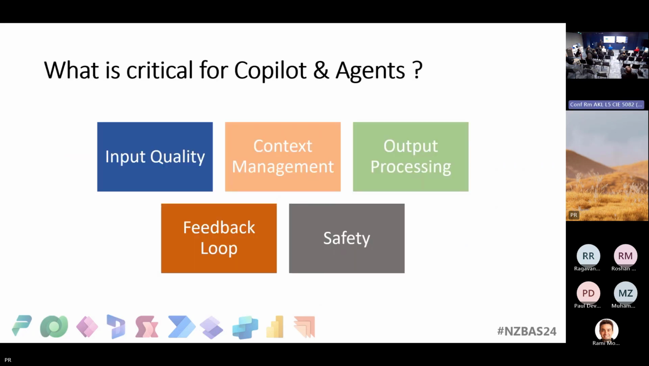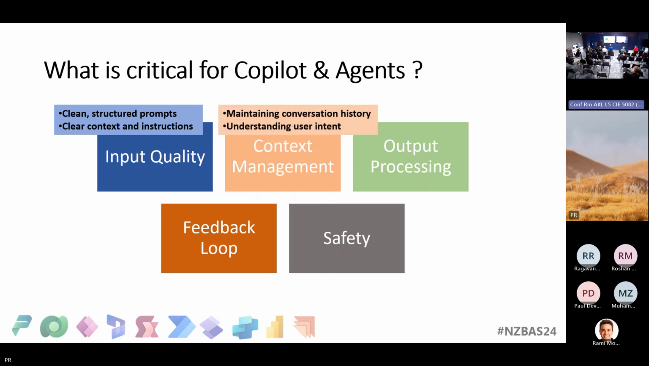Okay, so what is critical for Copilot and agent? I've come up with 5 things. What are the critical ones? So the input quality is one that is needed, I think. Clean, structured prompts, clear context and instructions, because that's where we will remove the hallucinations and make sure it is more grounded, right? The input quality and our prompts are more important, right?